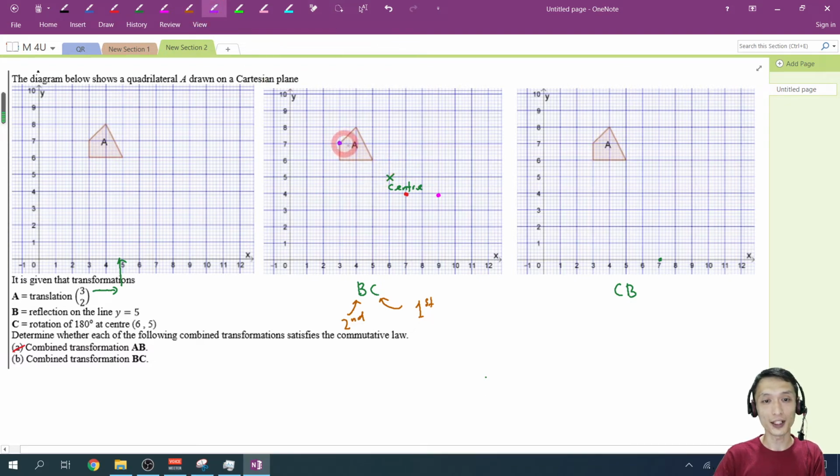Now I am going to find the image for this vertex. Always remember, start counting from the center of rotation, from this center. 1, 2, 3, then 2. 1, 2, 3, 1, 2, 90 degrees. We need another 90 degrees. 3, 2. Remember, 1, 2, 3, 1, 2. Okay. This is the image of this vertex. Do the same thing for the last point.